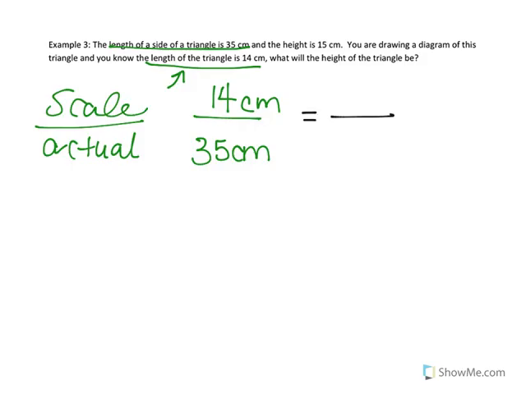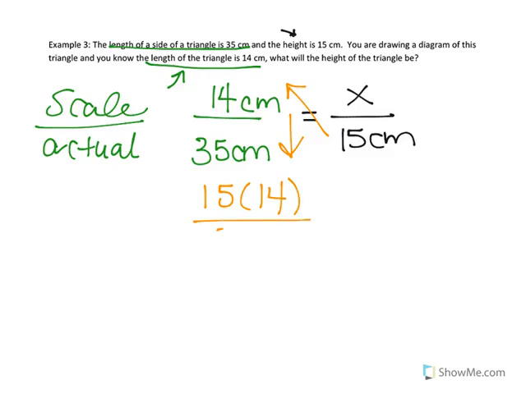We know that the actual height of the triangle is 15, so I'm going to put that here. We do not know the height of the drawing triangle, so we're going to go x. Is this a problem we know how to solve? Yes, it is. What's it called? Proportional reasoning. How do we solve for it? Cross multiply and divide. So 15 times 14 divided by 35 equals x, and we are left with 6 centimeters for the height of this triangle.